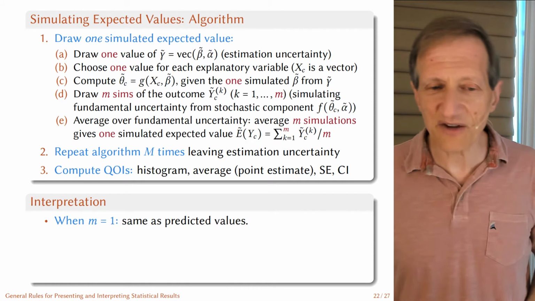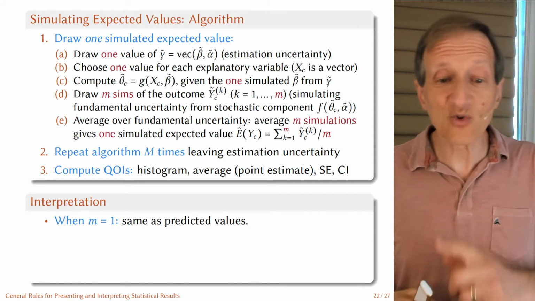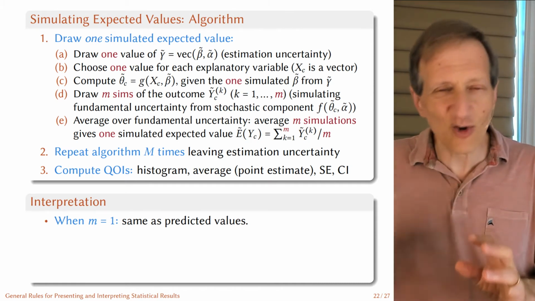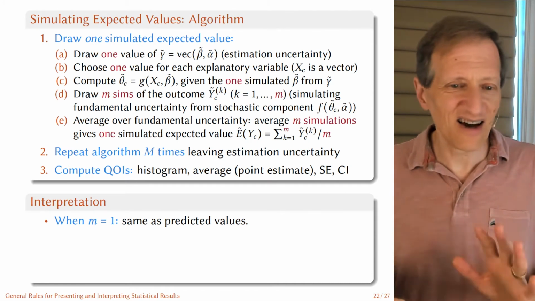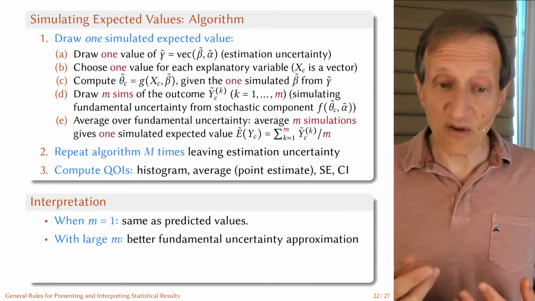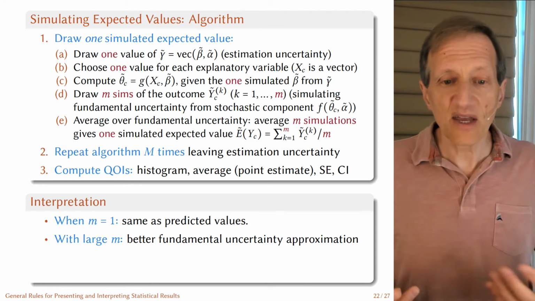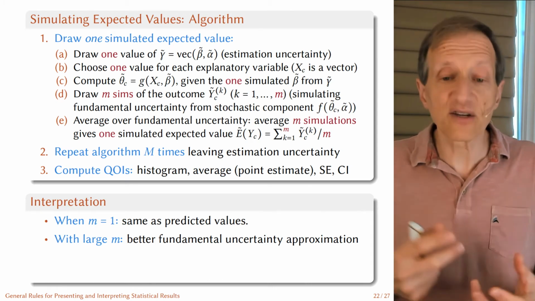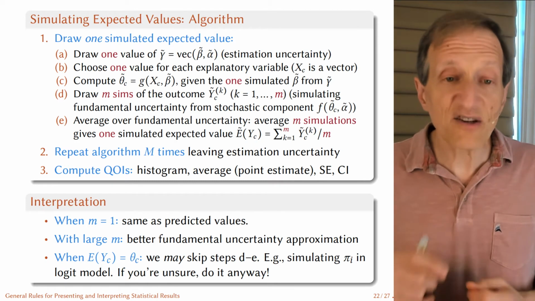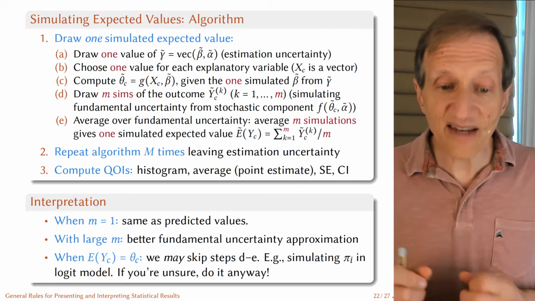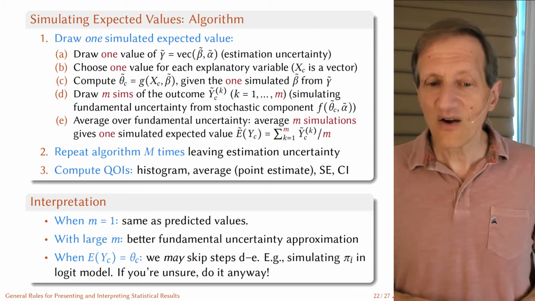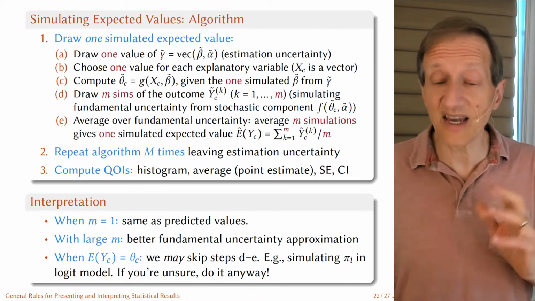So interpretation. When little m is 1, you get the same value as the predicted values. So without that little inner loop, D and E, we're going to get predicted values. With a really large m, the reason why m should be larger than 1 is that you get better fundamental uncertainty approximations. When the expected value of yc is equal to theta c, in that special case when those are actually the same thing, we could skip steps D and E exactly.